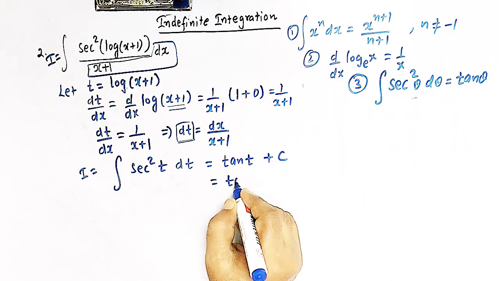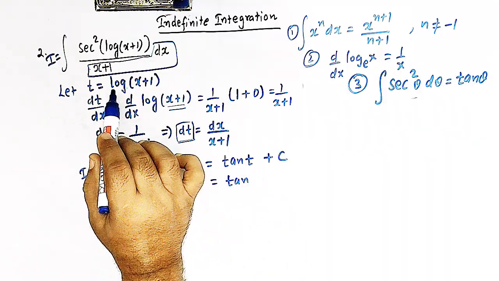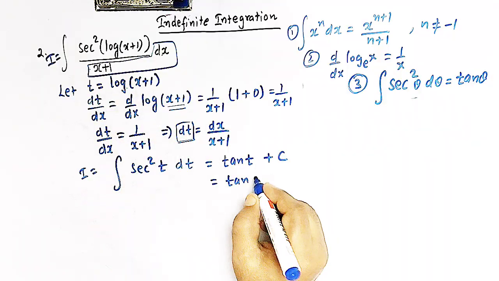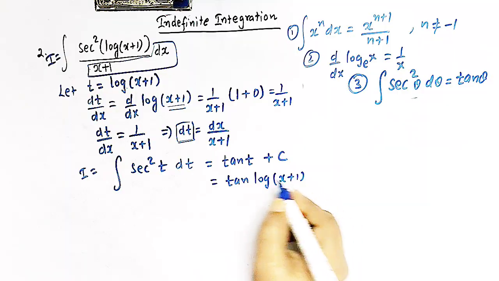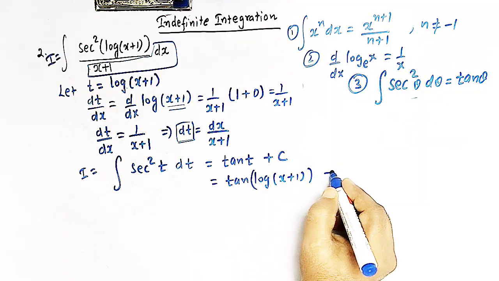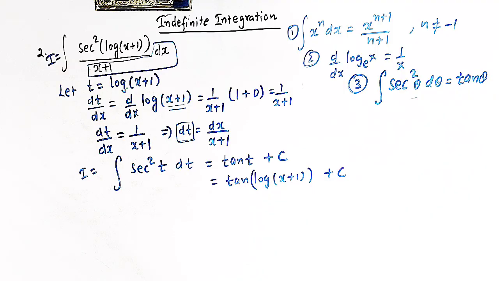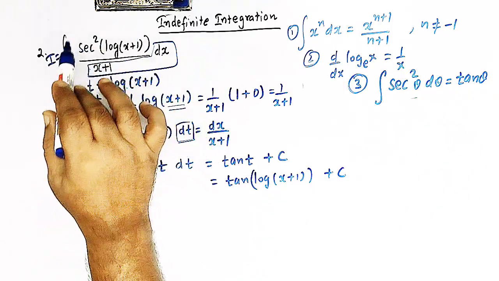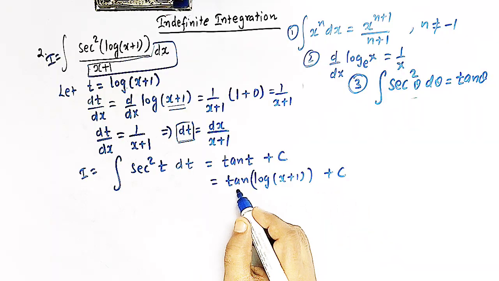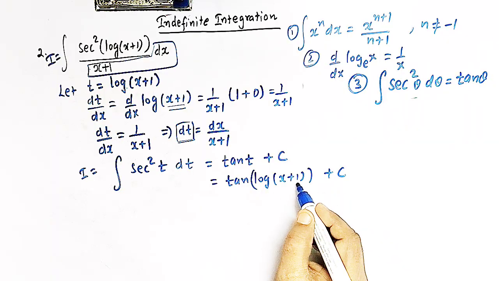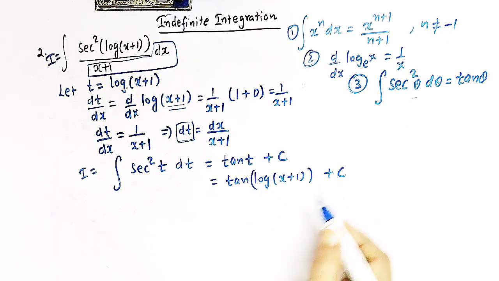Now we can replace this t by logarithm of x plus 1. So here we have log of x plus 1, and c is the constant of integration. So the value of this indefinite integral is given by tangent of logarithm of x plus 1, plus c.